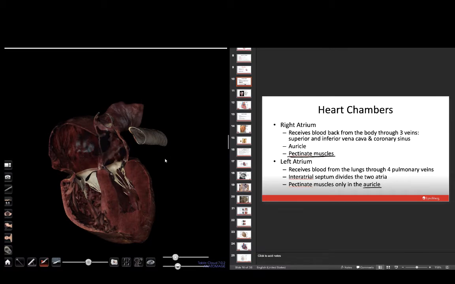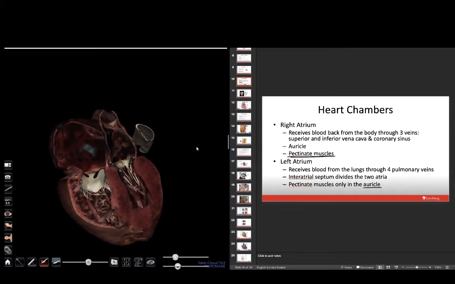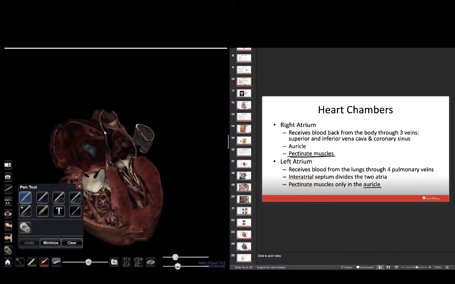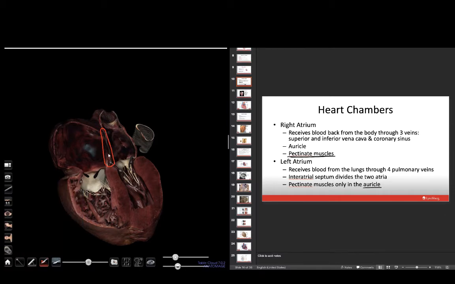Another interesting landmark that we can see when we do a frontal plane section of the heart like this is the interatrial septum. And so this is going to be the wall that separates the right atrium from the left atrium. And so that's going to be this structure right here. This is our interatrial septum separating the 2 chambers.